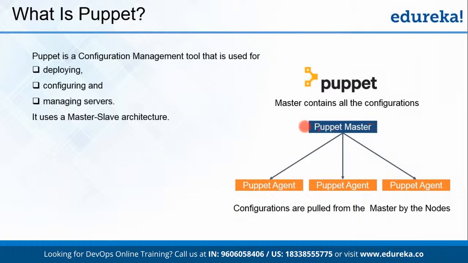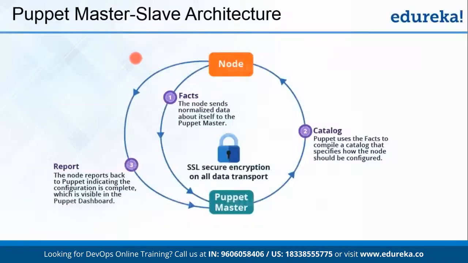So this is Puppet master. Over here, all the configurations are present. And these are all the Puppet agents, all right? So these Puppet agents poll the Puppet master at regular intervals, and whatever configurations are present, they will pull those configurations basically. So let us move forward and focus on the Puppet master-slave architecture. Now this is the Puppet master-slave architecture, guys.